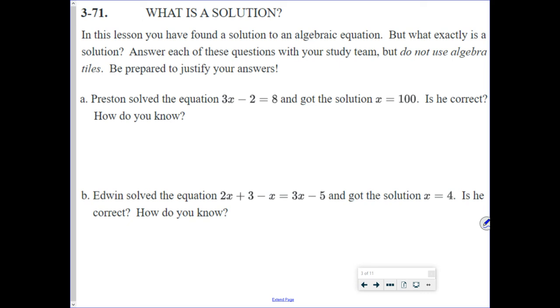So by tomorrow, please answer these 2 questions, and that's it. Tomorrow we will pick up where we left off, but you gotta have these answered so we can actually have a discussion. Cool? All right.